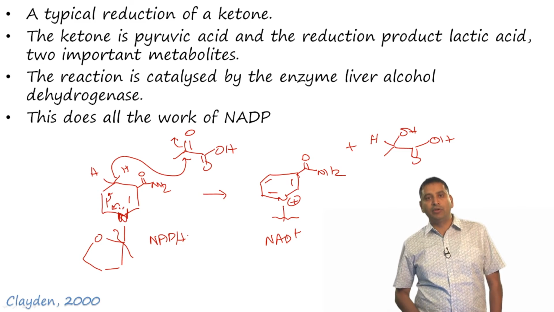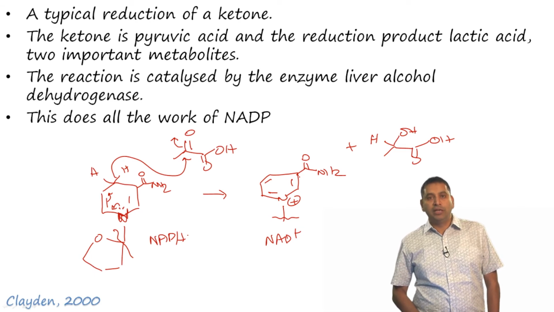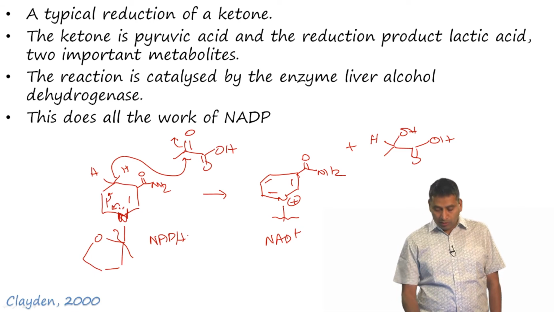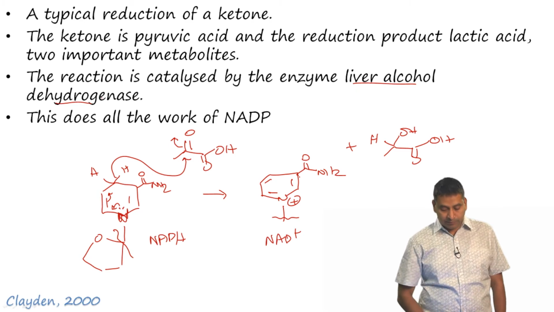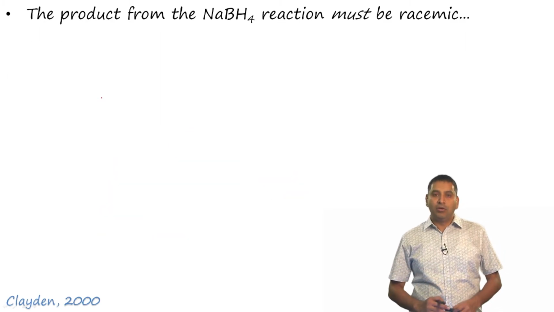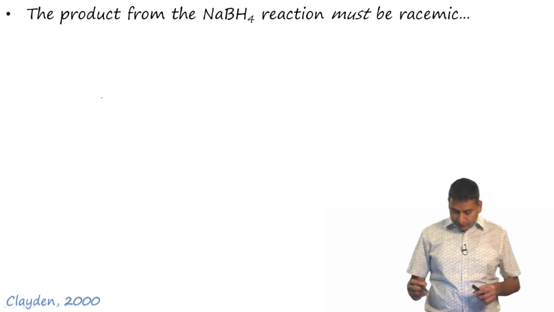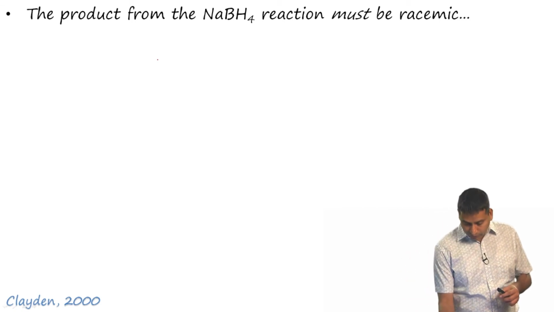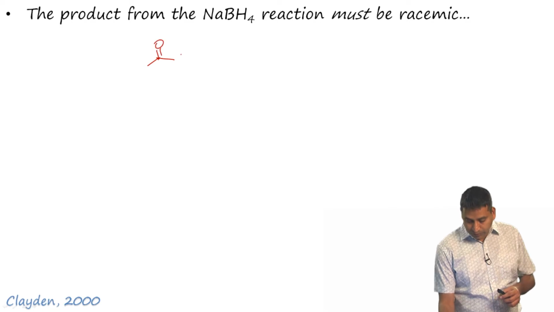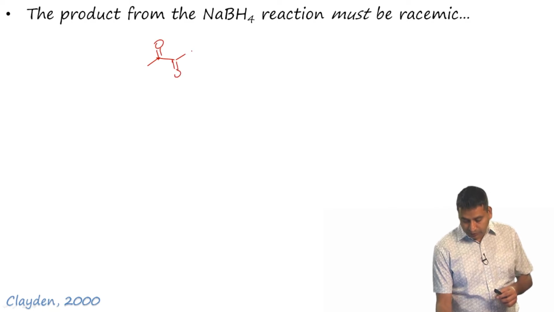And the reaction that we are looking at here is the liver alcohol dehydrogenase enzyme, right. Now, the product from NaBH4 reduction. So, if I just take a regular ketone for example, let us say we take pyruvic acid and react this with NaBH4.